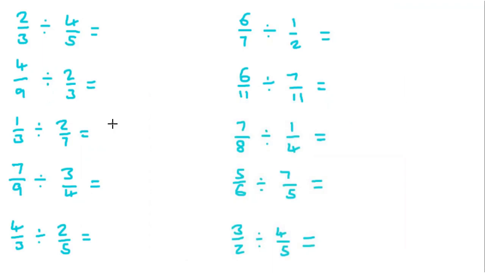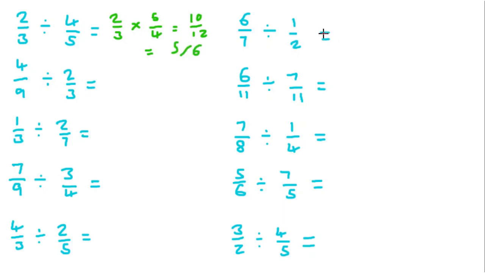For the next set of fraction questions, we're going to be looking at dividing by a fraction. The technique for this is very simple. What we do is flip the second fraction and then multiply. So 2/3 divided by 4/5 is the same as 2/3 multiplied by 5 over 4. And then we just multiply the numerators together and the denominators together. So this is 10 over 12, which is equal to 5 over 6.